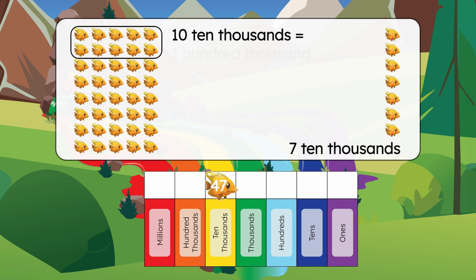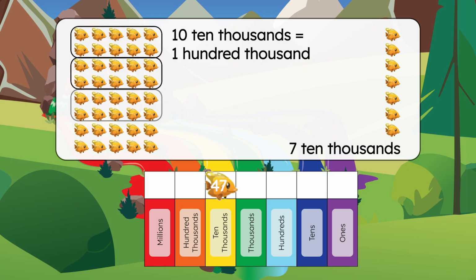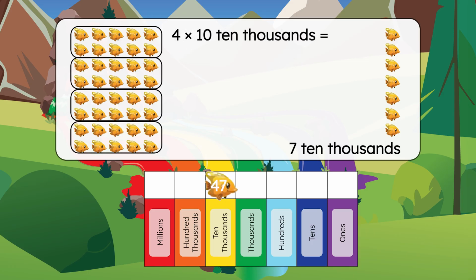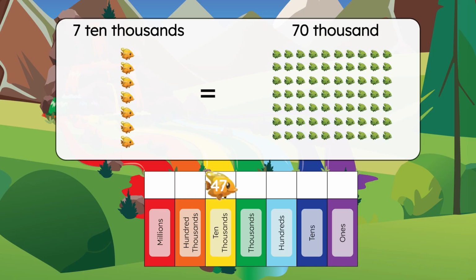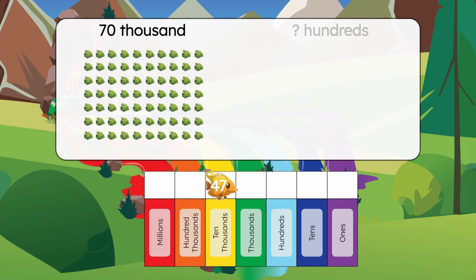10 ten thousands is the same as 100,000. Since we can make 4 groups of 10 ten thousands, how many 100,000s is that? 400,000. Wow. But what about the 7 ten thousands that are left? Would it be possible to bundle them differently and send them down the thousands stream? 7 ten thousands is the same as 70 thousands. What if we had to rename it as hundreds? Pause here to rename 70 thousands as hundreds in your guided notes.